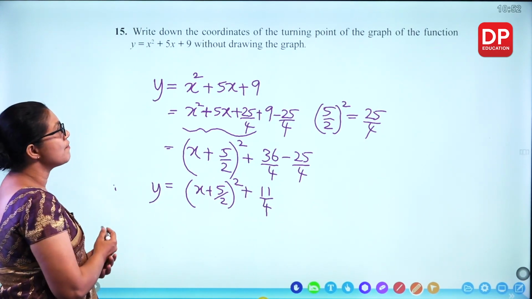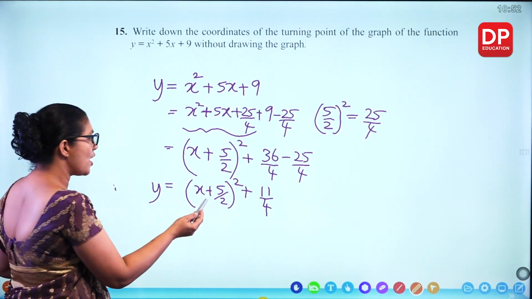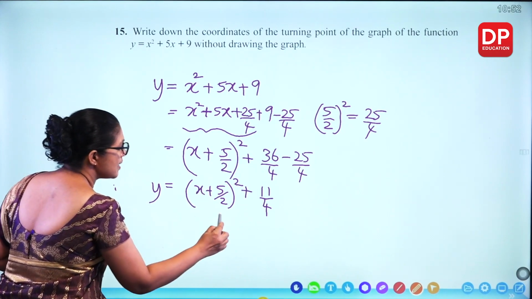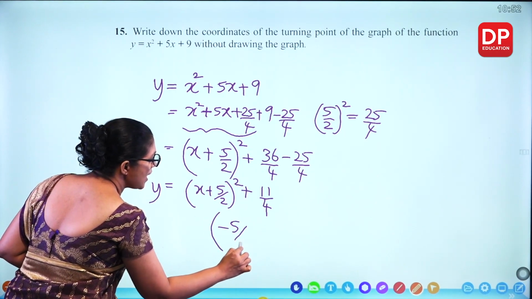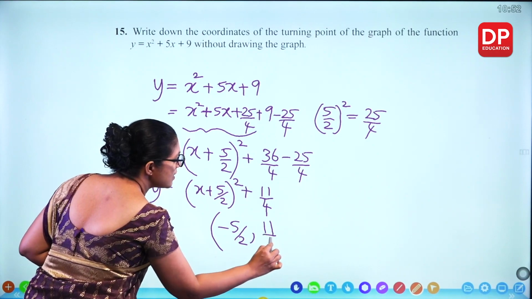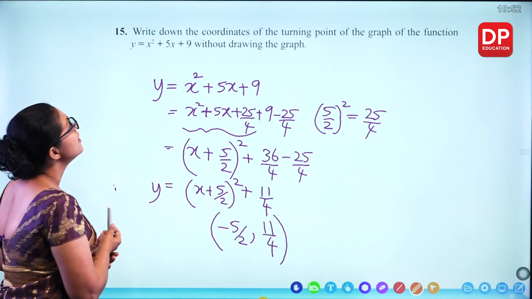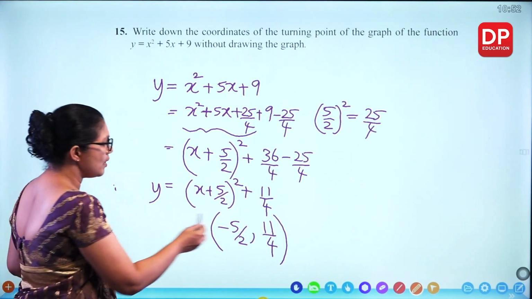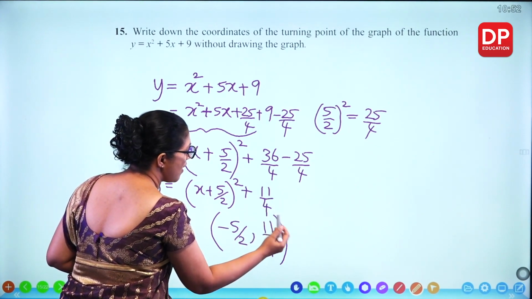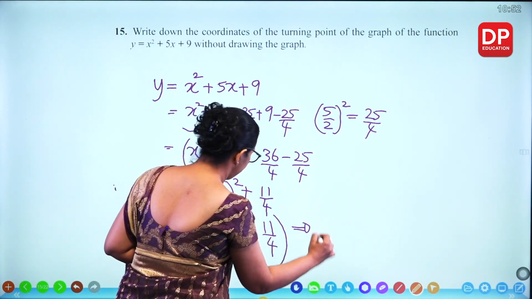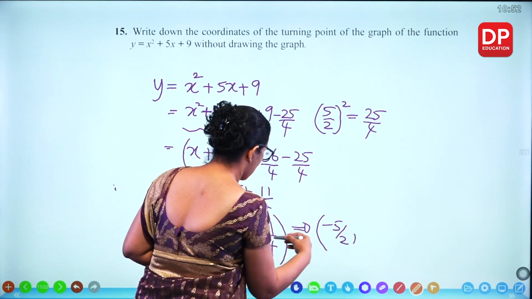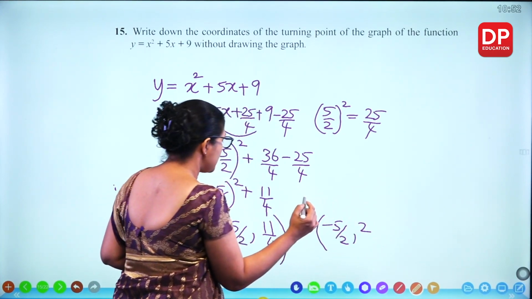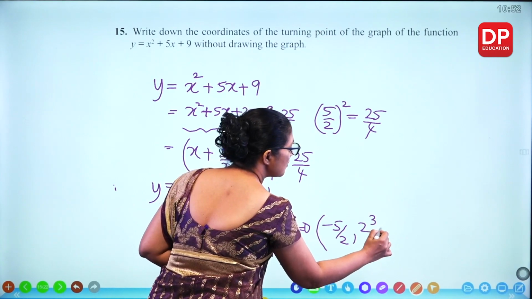Now we can identify the turning point. So how do we identify the turning point? Here, if this is plus, the turning point is minus, and here you get the same value. So the coordinates of the turning point are minus 5 over 2, 11 over 4. You can simplify if you want and write 4 times 2, 8, 2 and 3/4.